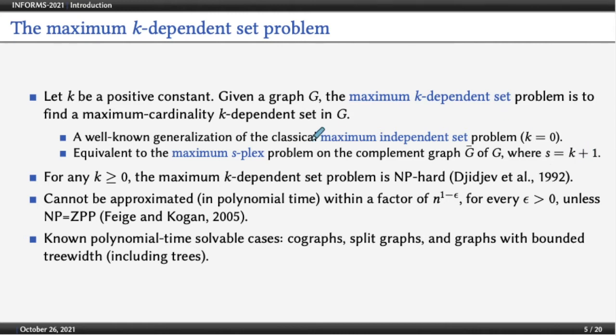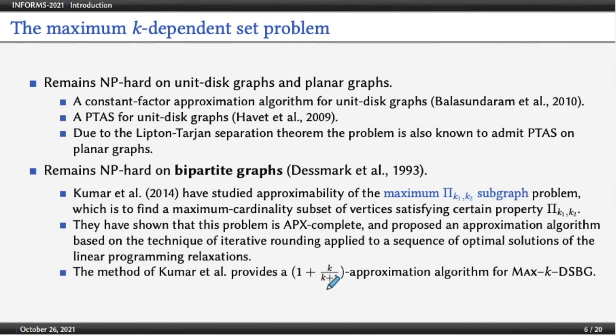Now, what do we know about the complexity of this problem? For any k greater than or equal to 0, the maximum k-dependent set problem is known to be NP-hard. Moreover, it cannot be approximated within the factor of n to the power 1 minus epsilon for every epsilon greater than 0. There are a few known polynomial time solvable cases, which include cographs, split graphs, and graphs with bounded tree width. On the other hand, it is known that the problem remains NP-hard on unit disk graphs and planar graphs. However, we have a constant ratio approximation and a polynomial time approximation scheme for unit disk graphs, and we also know that there exists a polynomial time approximation scheme for planar graphs.